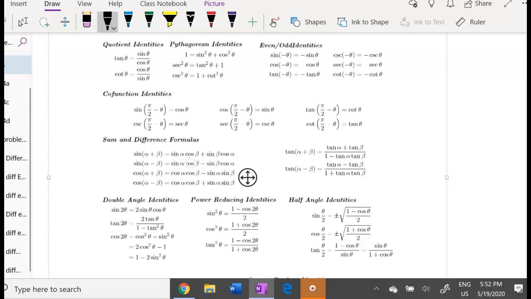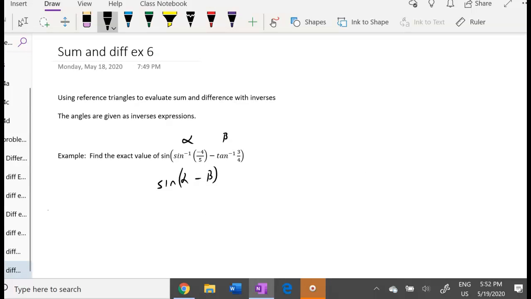So it's going to be the sine of alpha cosine of beta minus sine of beta cosine of alpha. So let's just expand this out so we have an idea what we're looking for. We're looking for the sine of alpha times the cosine of beta minus the sine of beta cosine of alpha. To find those four little pieces that we need, we're going to make two reference triangles, one for alpha, one for beta. Okay, so let's work on our alpha triangle first.